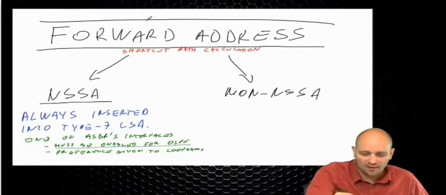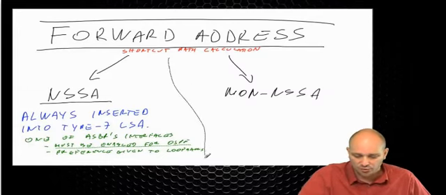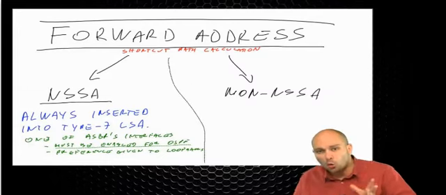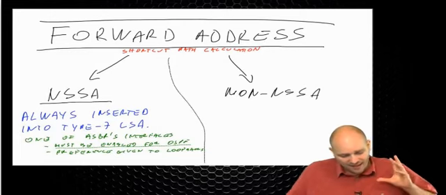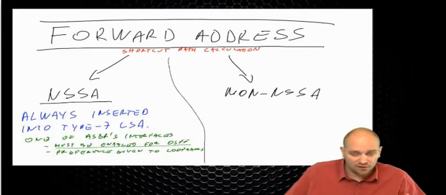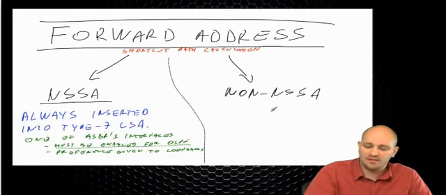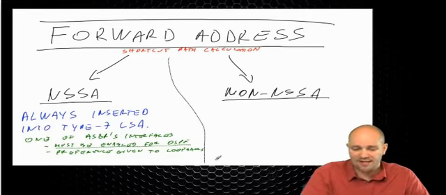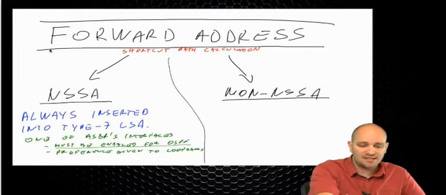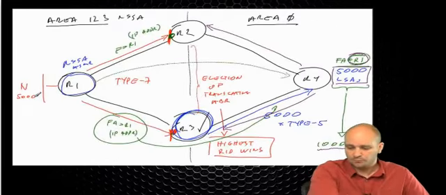So when you have an NSSA area, the rule is very simple. It will always be inserted, and it will be one of the ASBR's interfaces, and this interface must be enabled for OSPF. Now, when we are dealing with the non-NSSA area, the situation is slightly different. So let's take a look at that example.